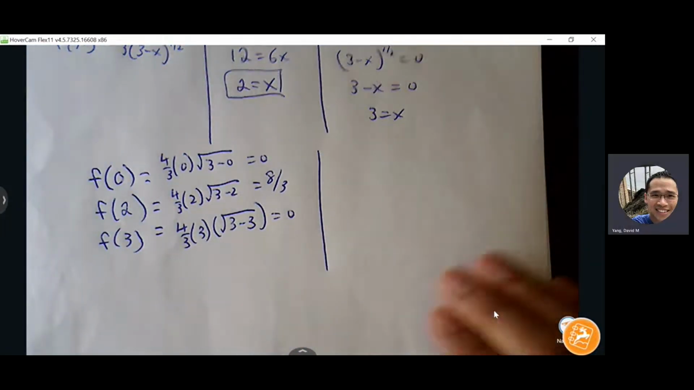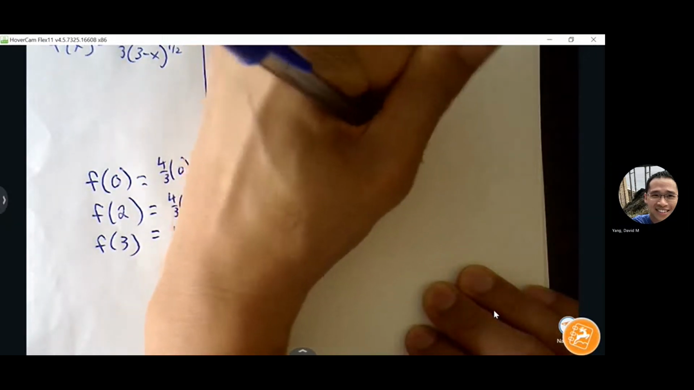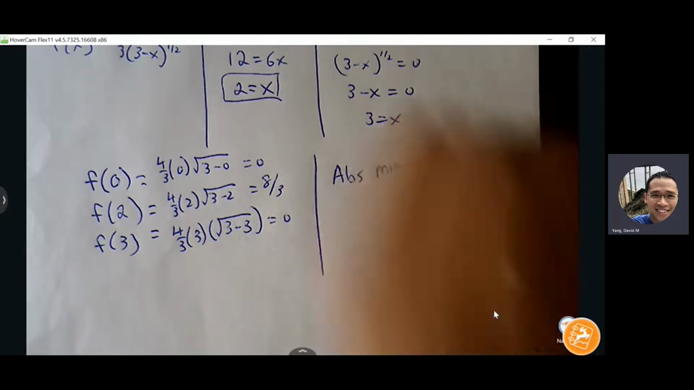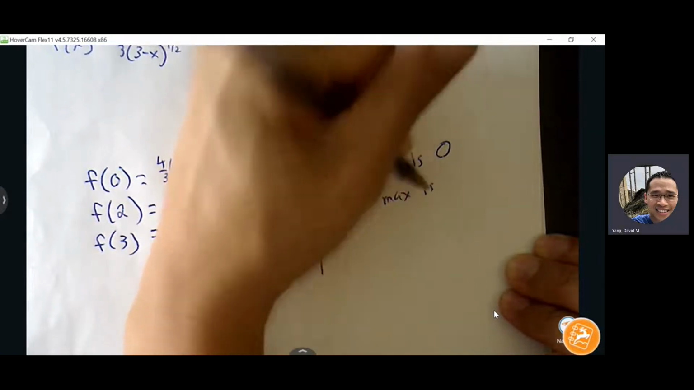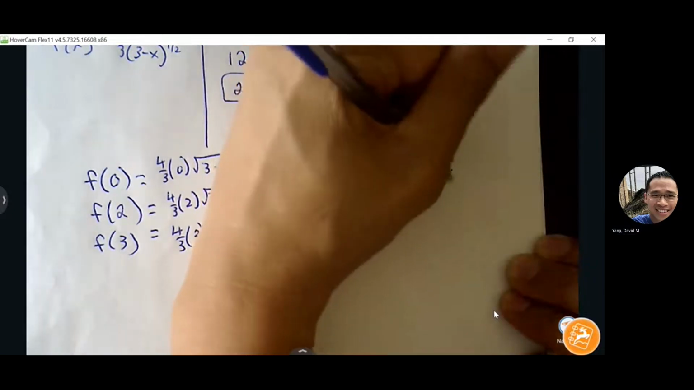Okay, we only care about the y value. Absolute min is 0, absolute max is 8/3.